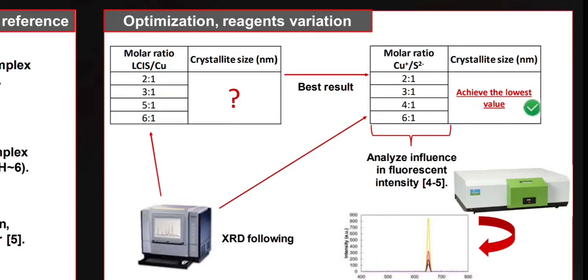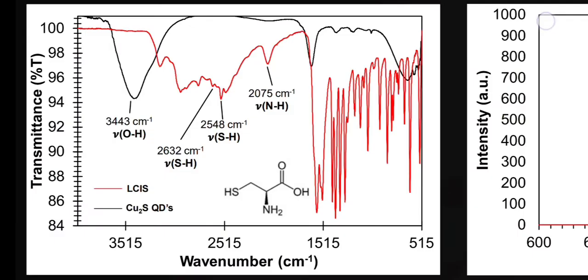For the optimization, first, the LCs copper molar ratio is changed in these values, and the crystallite size is followed with X-ray diffraction. The molar ratio that gives the best result is then applied to the following experiments, where the copper sulfide ratio is changed, where the lowest crystallite value is accomplished. Also, a fluorescent emission intensity comparison was done. Infrared analysis was used for identifying the typical absorption bands at the quantum dot surface to confirm their functionalization.